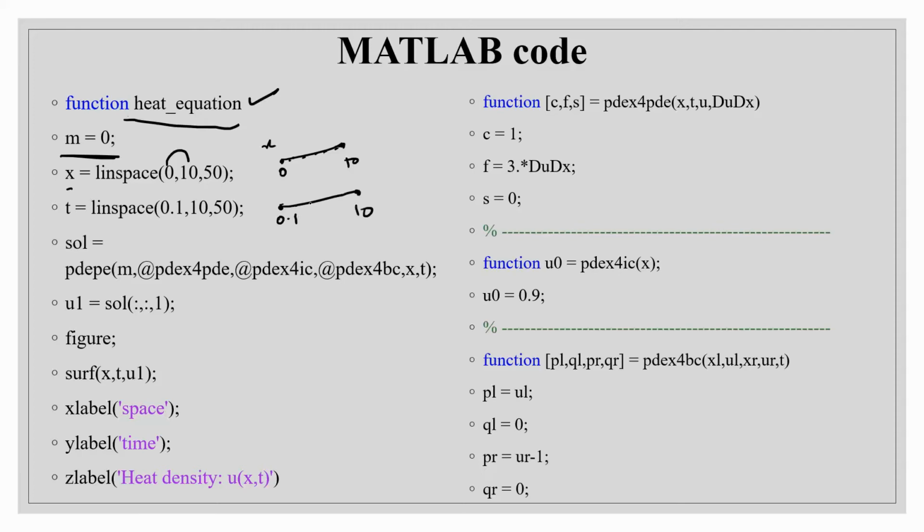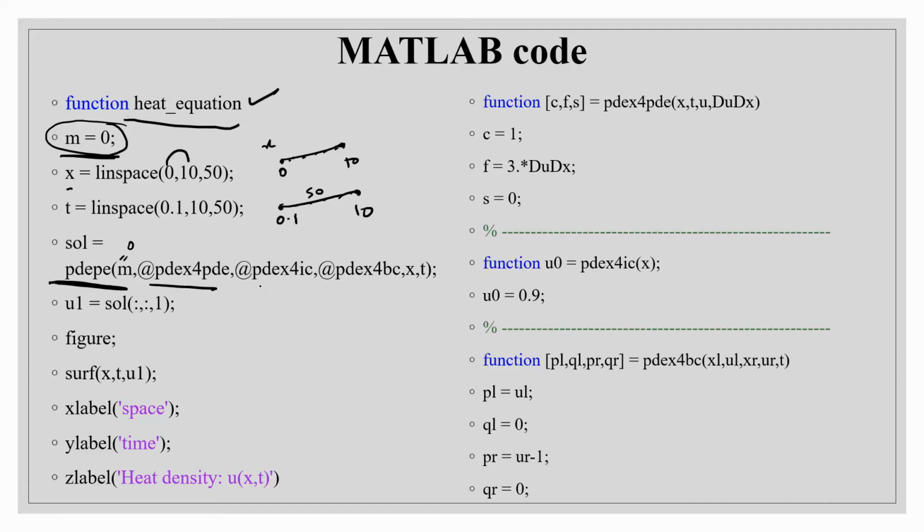Now we need to call the inbuilt MATLAB solver for partial differential equations in one dimension, that is pdepe. Here the input arguments will be m, which as you have seen is 0 for this partial differential equation. It is written on the top also. Then I am calling the other functions where I have defined my boundary conditions, initial conditions and the equation. This is where my equation is defined.